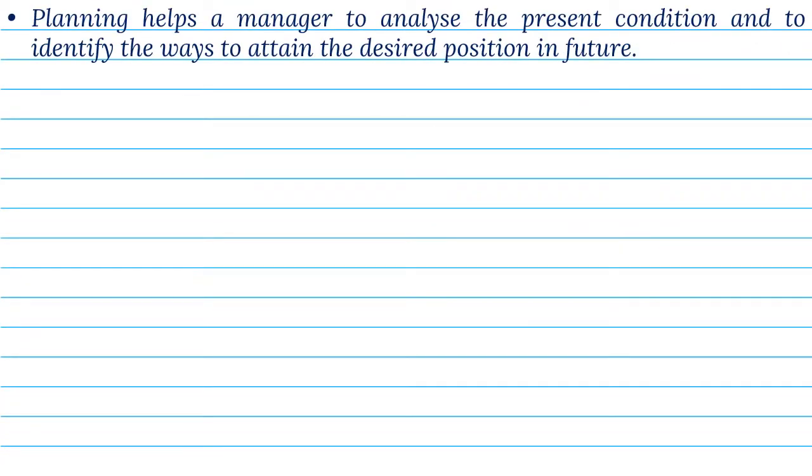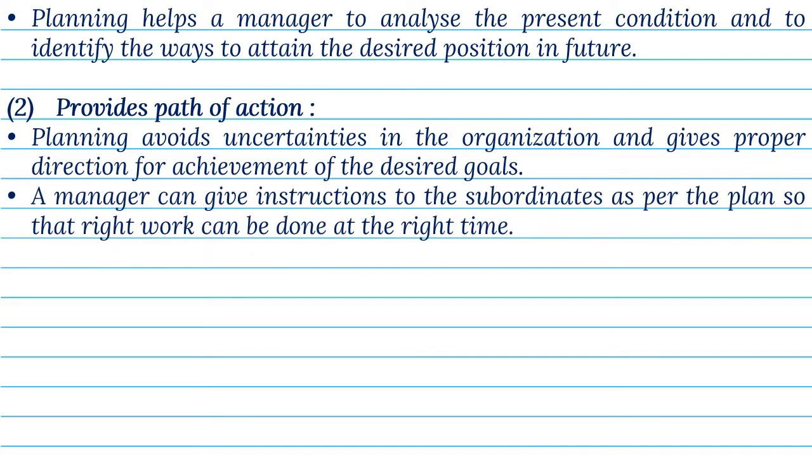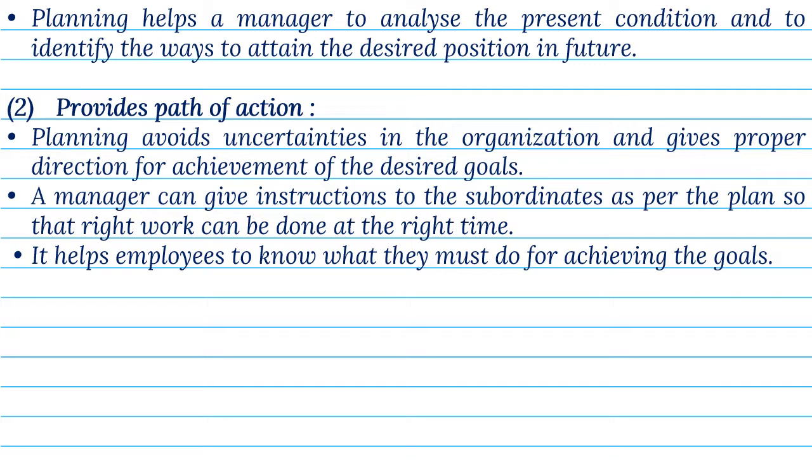Planning helps a manager to analyze the present condition and to identify the ways to attain the desired position in future. 2. Provides path of action. Planning avoids uncertainties in the organization and gives proper direction for achievement of the desired goals. A manager can give instructions to the subordinates as per the plan, so that right work can be done at the right time. It helps employees to know what they must do for achieving the goals.